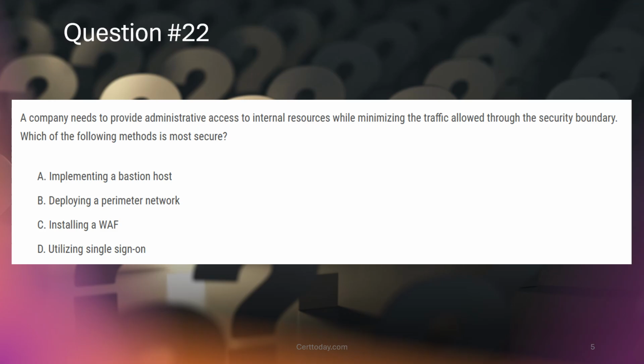Question 22. A company needs to provide administrative access to internal resources while minimizing the traffic allowed through the security boundary. Which of the following methods is most secure? A, implementing a bastion host. B, deploying a perimeter network. C, installing a WAF, or D, utilizing single sign-on?